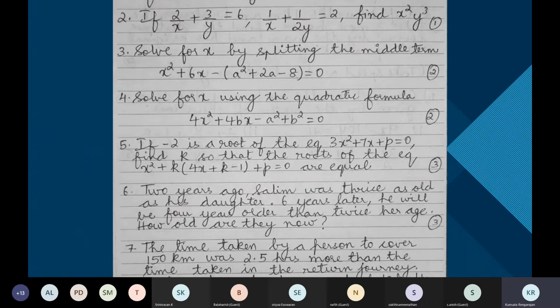Write down the question first. All of you take Salim's age as x and the daughter's age as y, so that we have uniformity in constructing the equations. Salim x, daughter y. Construct the equations, solve and tell me their ages.